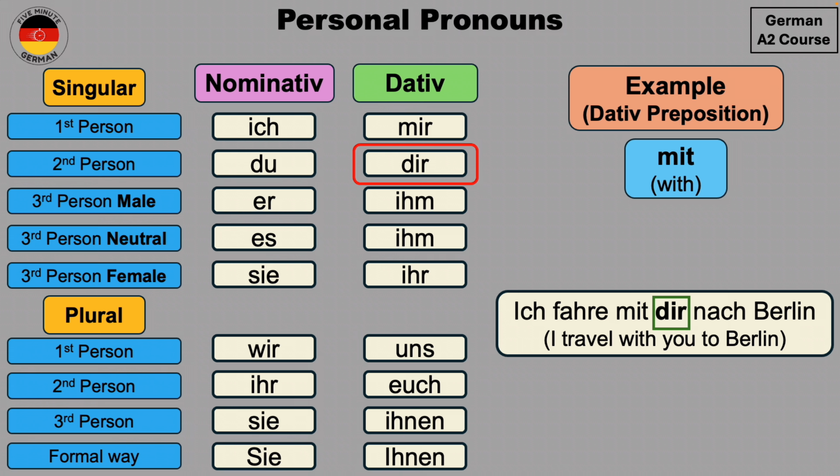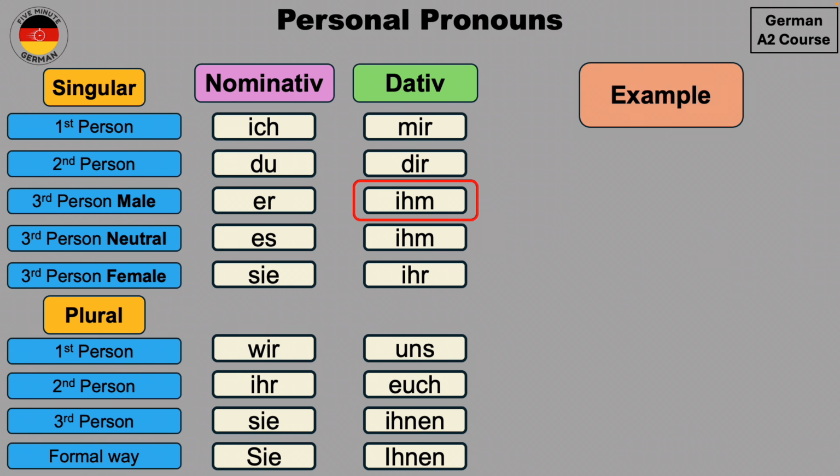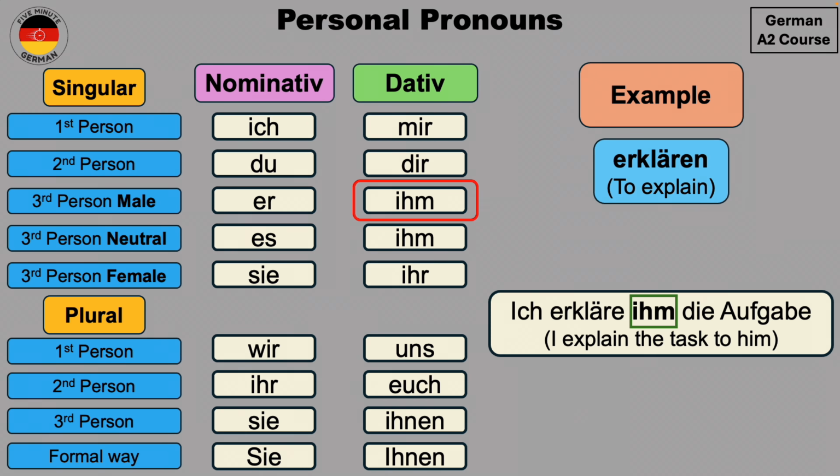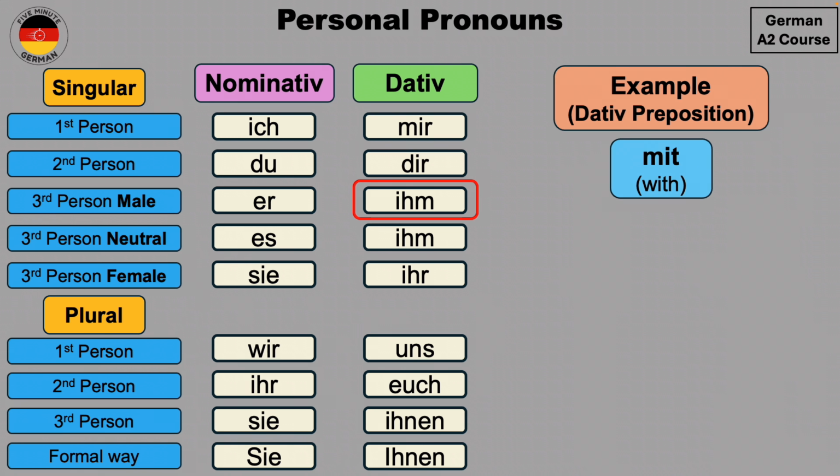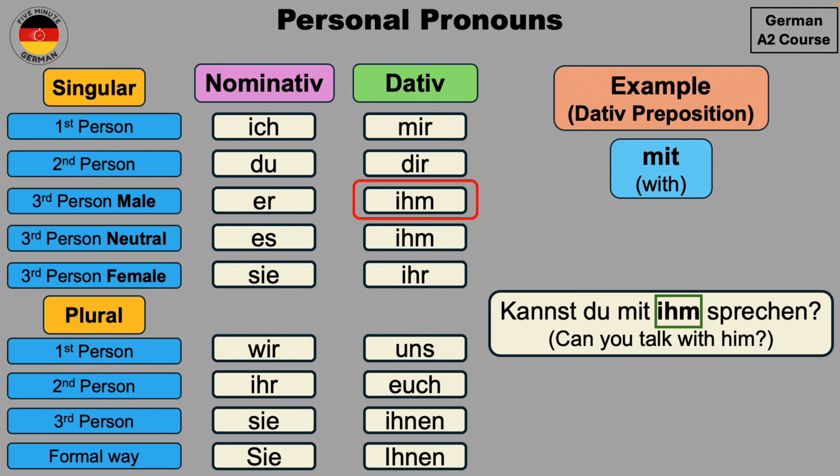Now let's take an example with the third person male, which is ihm. So we take the verb erklären, which means to explain. So a sentence can be Ich erkläre ihm die Aufgabe. I explain the task to him. Now let's take an example with mit, which is the dative preposition. So we can say, Kannst du mit ihm sprechen? Can you talk with him? So again, as the pronoun comes after mit, it will be in the dative form.